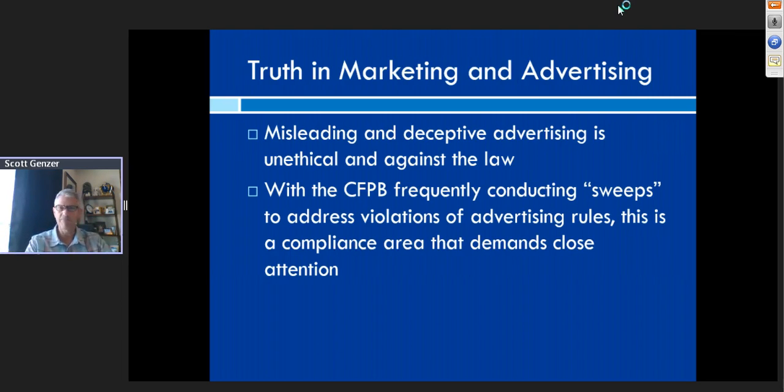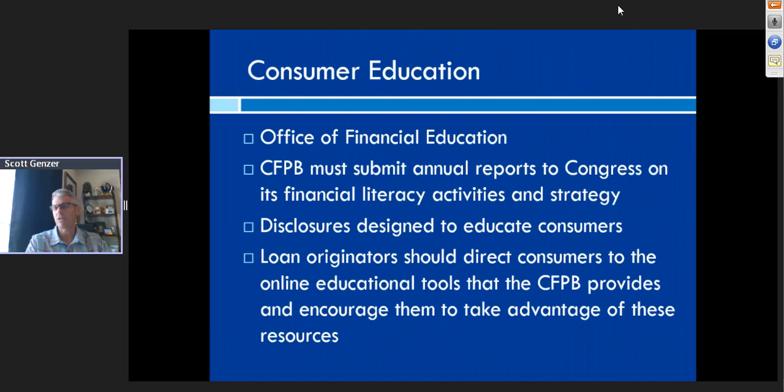Pay attention, all right? The CFPB has also been put in charge of, part of their charter says they have to create an Office of Financial Education. Boy, do we need that, and they should start in about fifth grade if you ask me, all right? The Bureau has to submit annual reports to Congress on what they're doing to increase financial literacy, with the activities and strategies that they're imparting.